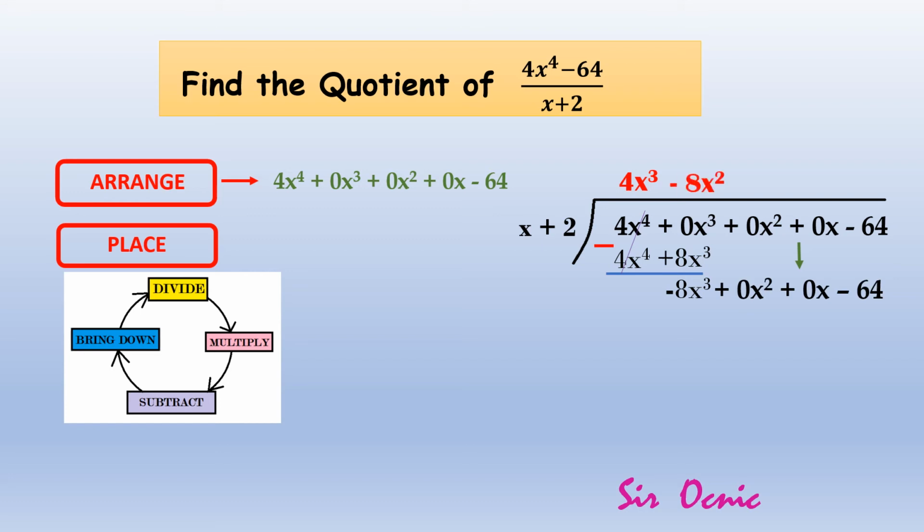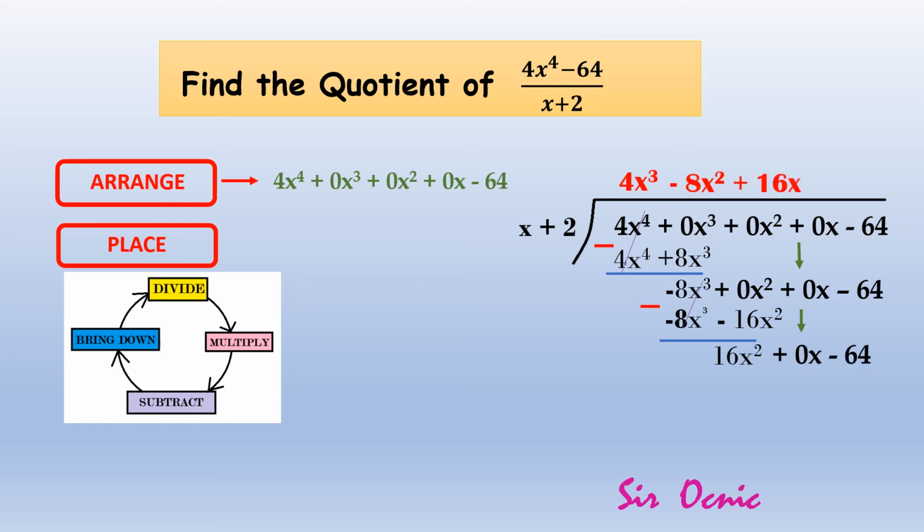Negative 8x cubed divided by x is equal to negative 8x squared. Multiply negative 8x squared to x plus 2. That is equal to negative 8x cubed minus 16x squared. Subtract the terms. We will then have 0 and positive 16x squared. Bring down the remaining terms.